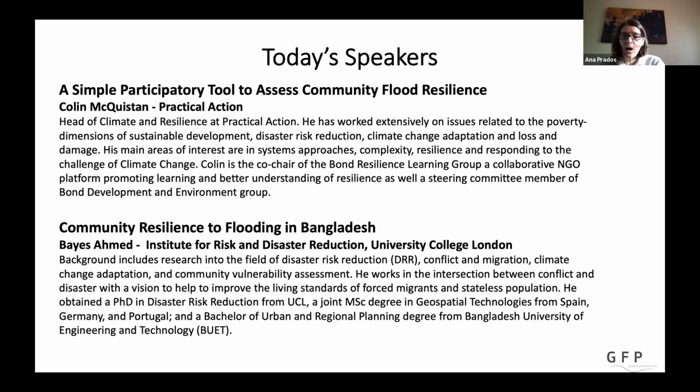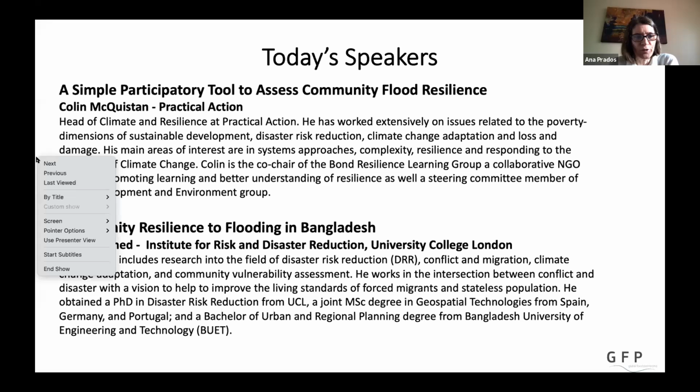And he has worked extensively on issues related to poverty dimensions of sustainable development, disaster risk reduction, climate change adaptation, and loss and damage. So his main areas of interest are in system approaches, complexity, resilience, and responding to the challenge of climate change. He's also the co-chair of the Bond Resilience Learning Group, which is a collaborative NGO platform that promotes learning and understanding of resilience. And he's also on the steering committee of the Bond Development and Environment Group. And I will tell you more about the other speakers in turn after Colin's presentation.